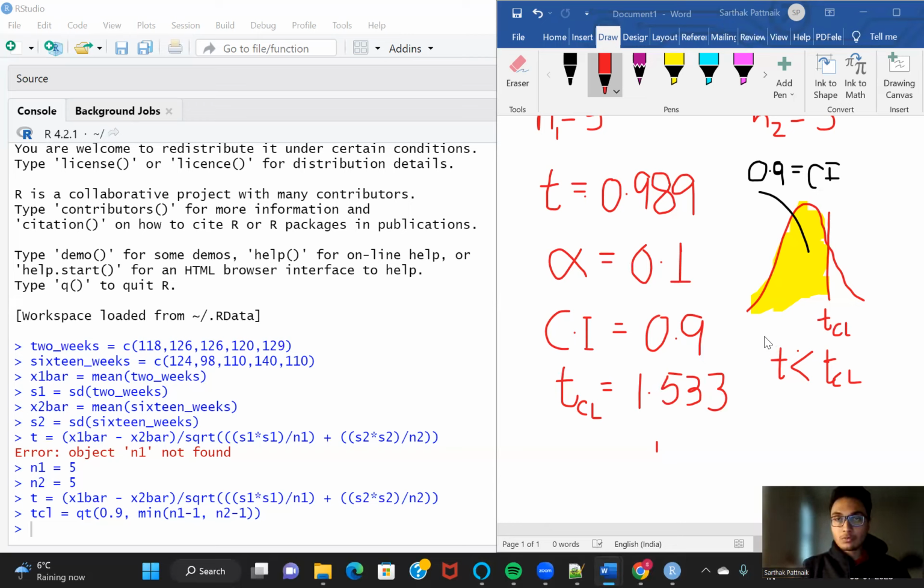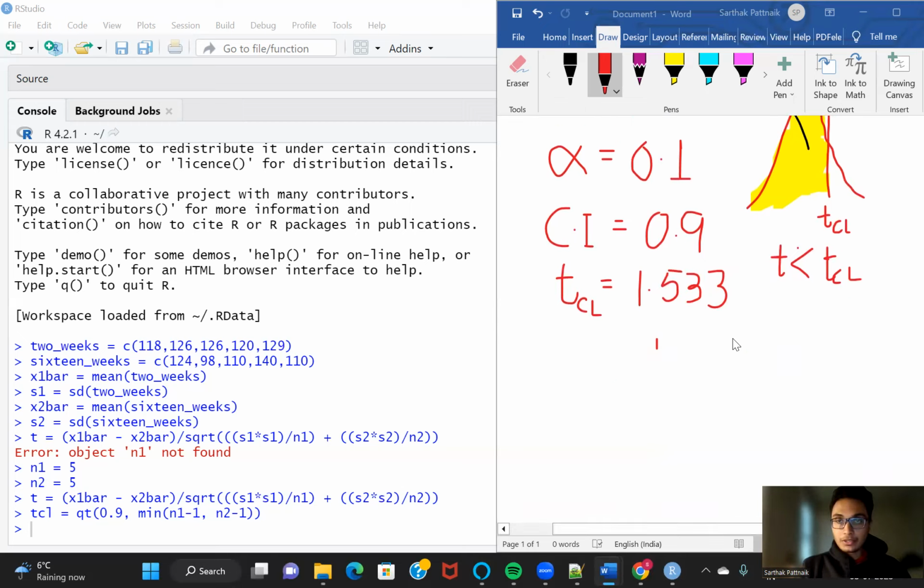So in this particular session, we'll be looking at the confidence interval for a two-sided t-test and how we calculate the confidence interval and surmise the result of our hypothesis test using the confidence interval.